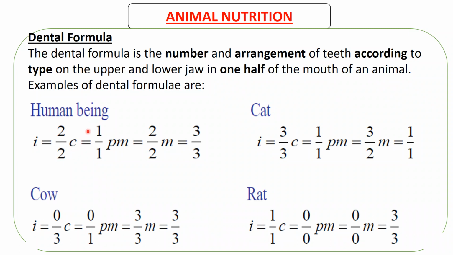Then canines, there is 1 canine on the upper jaw and 1 canine on the lower jaw. Premolar, 2 premolars upper, 2 lower. Molar, 3 upper, 3 lower.